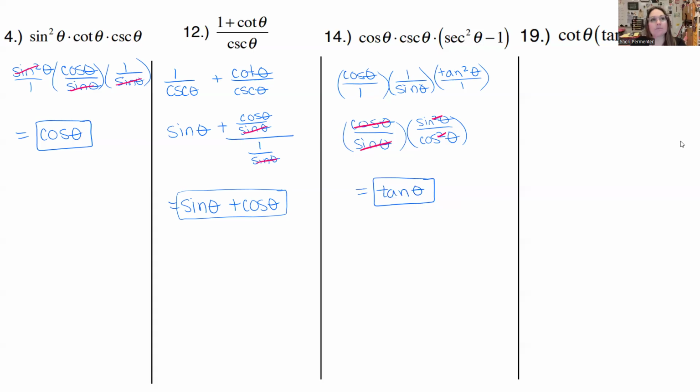Question 19. I am going to distribute, because why not? I'm going to distribute this in. So I get cotangent times tangent plus cotangent times cotangent, which is cotangent squared.